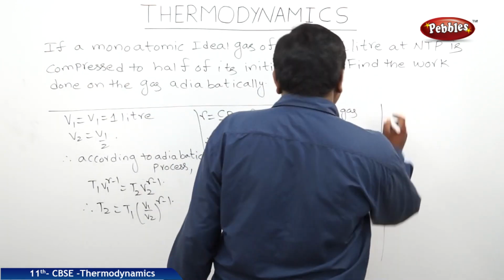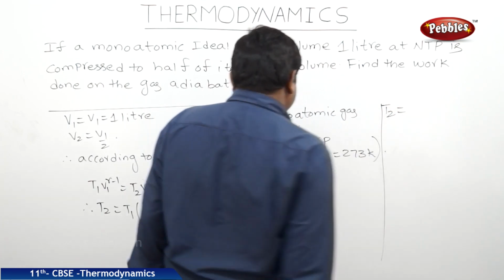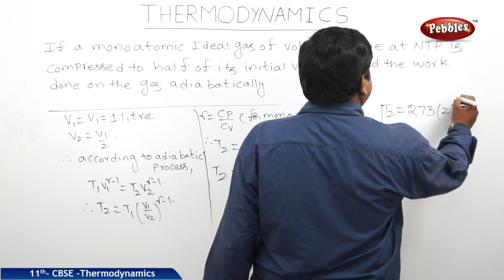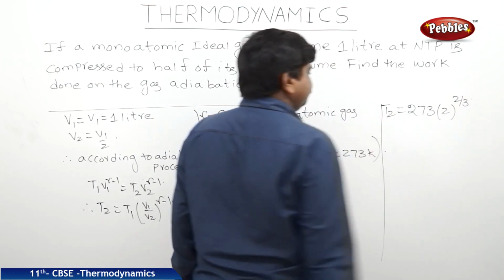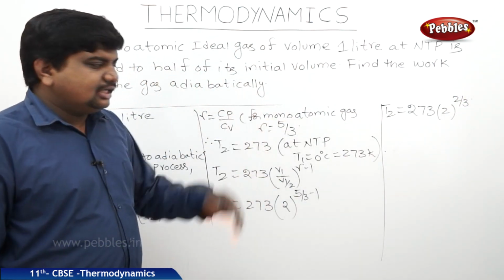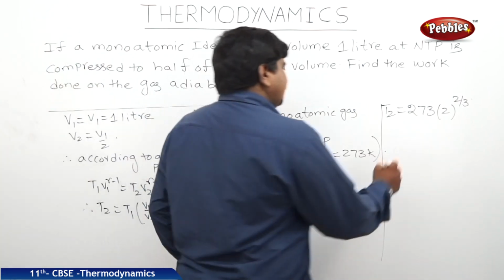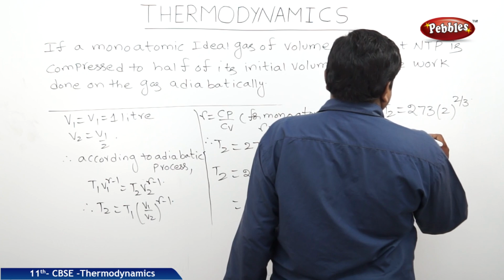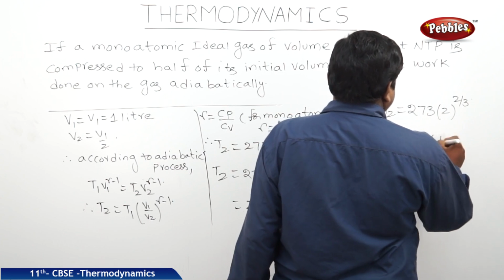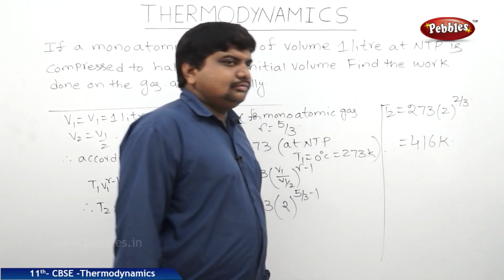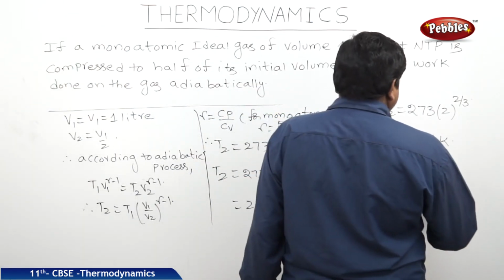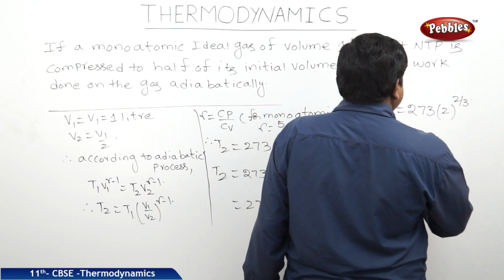Therefore, T2 is equal to 273 into 2 power 2 by 3. 5 by 3 minus 1 is 2 by 3. If we do the calculation, we will get approximately some 416 Kelvin. So you can see the approximate value is some 431.6 Kelvin.